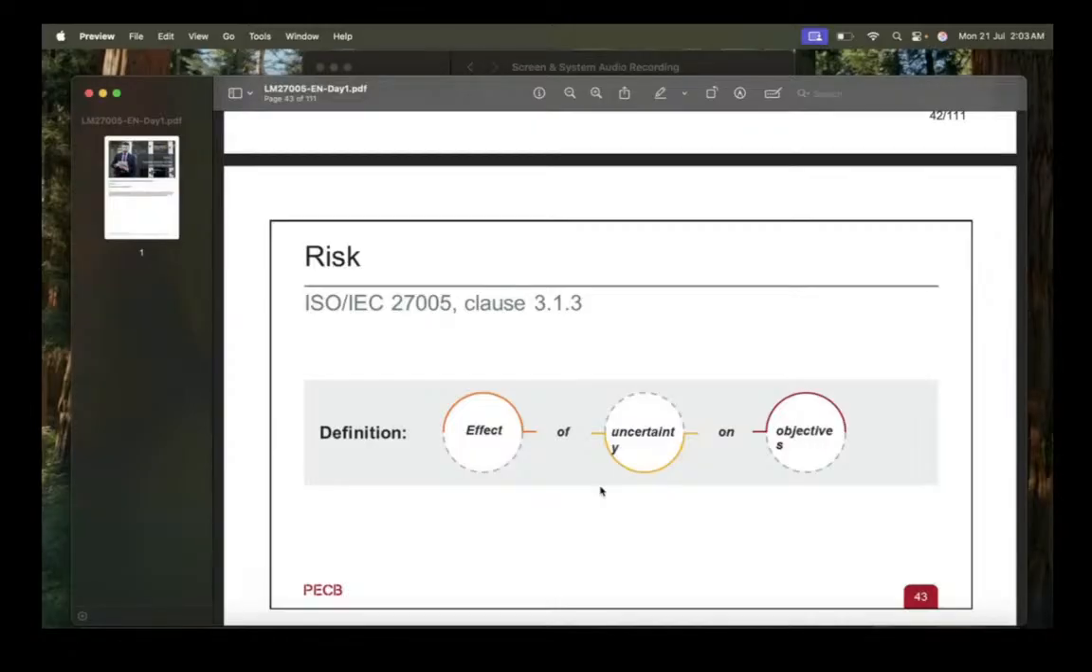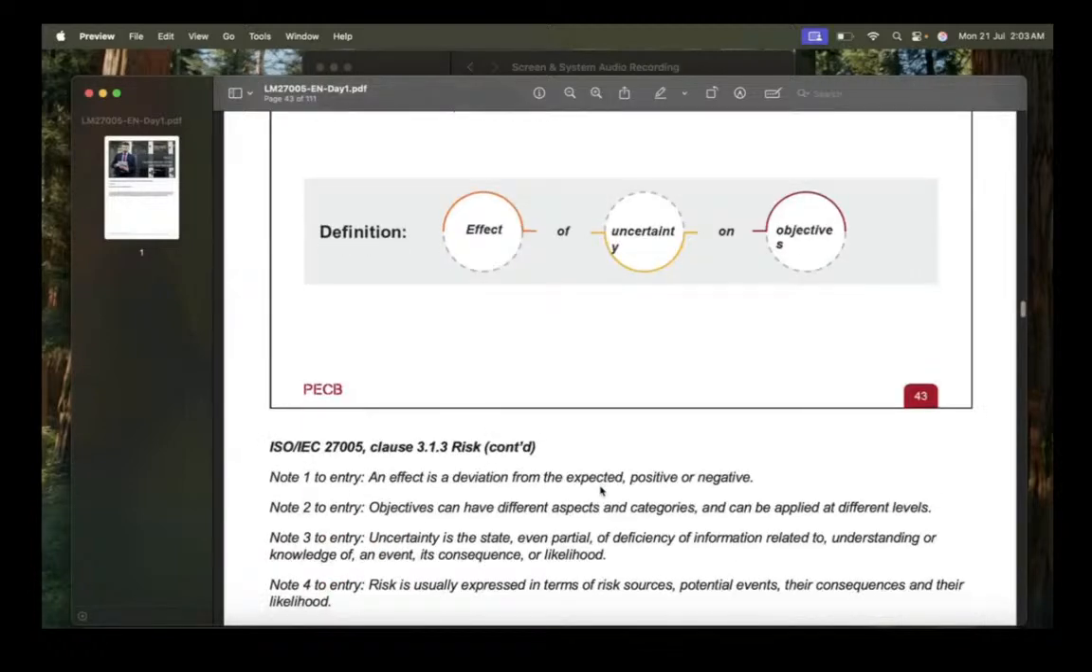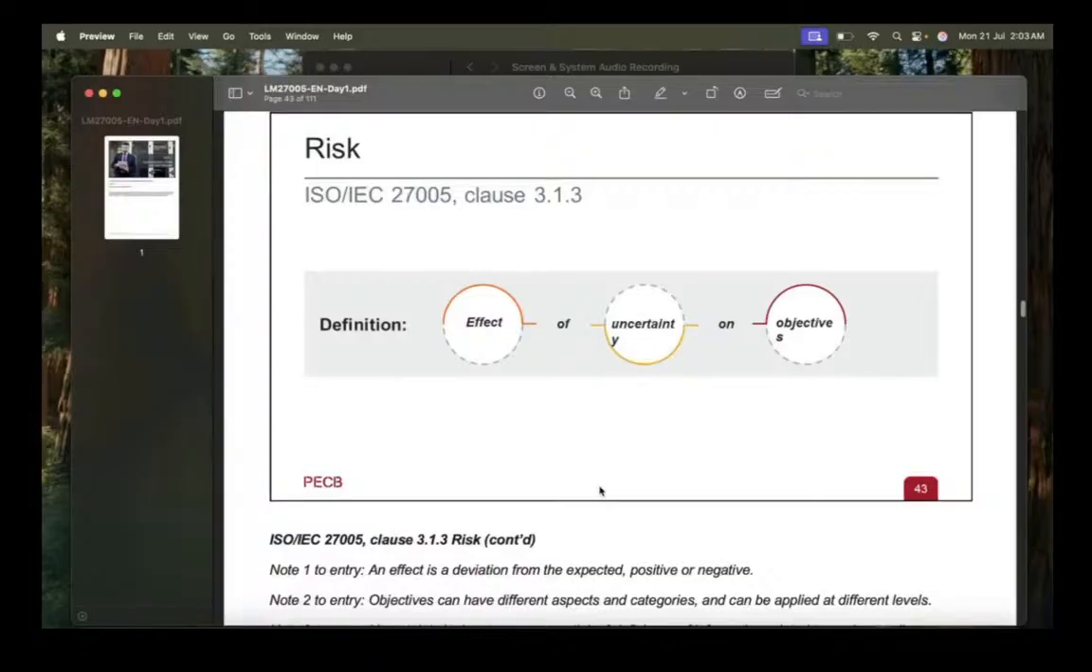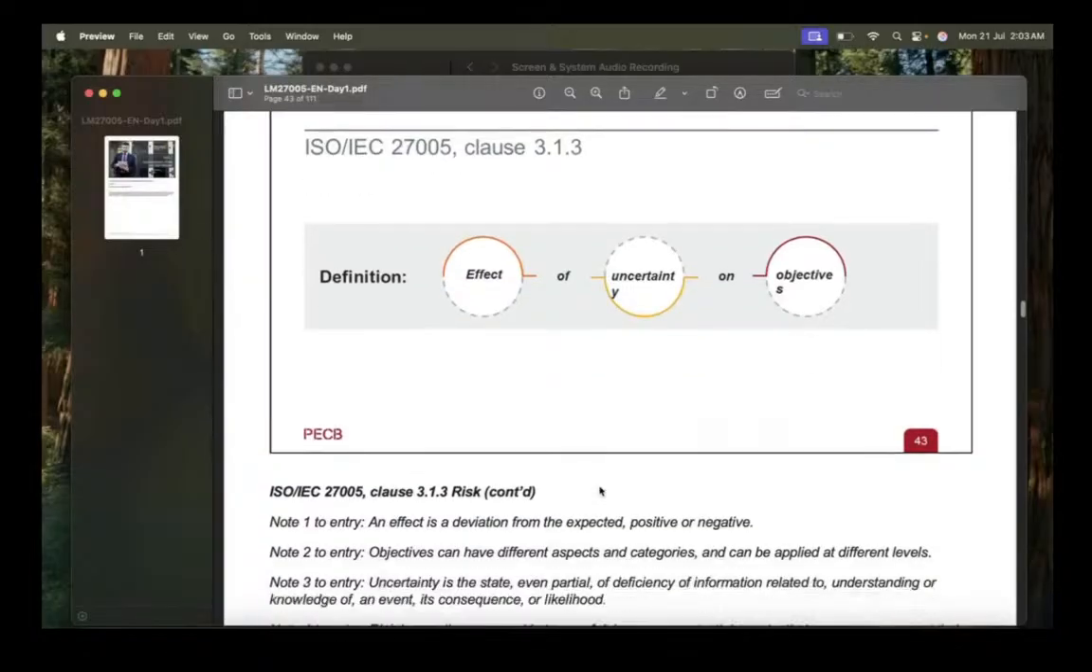So what would be the effect on the data if it is not properly protected? That is the risk. The uncertainty of that is risk, basically the effect of uncertainty on any object. This is how it is explained in clause 3.1.3.